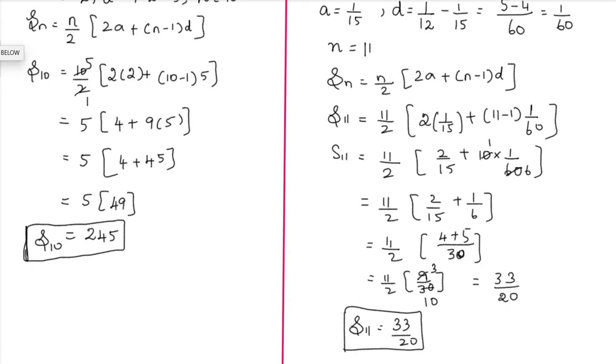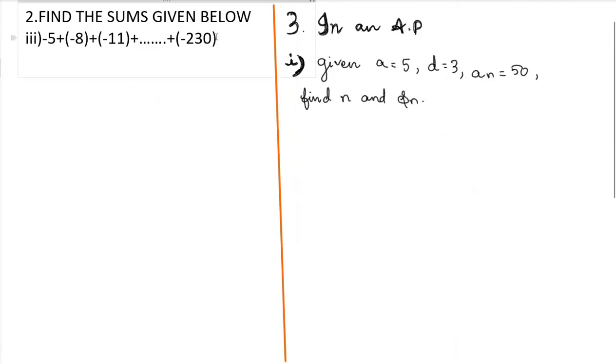Yeah, listen to the next sum, children. Next, Roman. Find the sums given below. And here they didn't give n, and the last term is given. So I'm going to find the sum, same thing. Okay, sum of these terms.